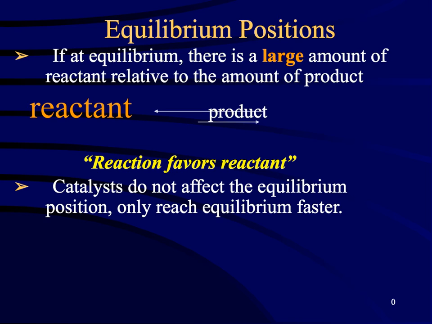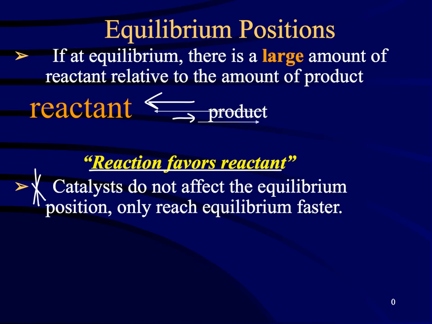Then sometimes it might favor the other side, where you have a much larger arrow going in the reverse direction and then a small one going to the product side. So this is implying that the reaction favors the reactant side. So that means that we have more reactants in our mixture than we do products.